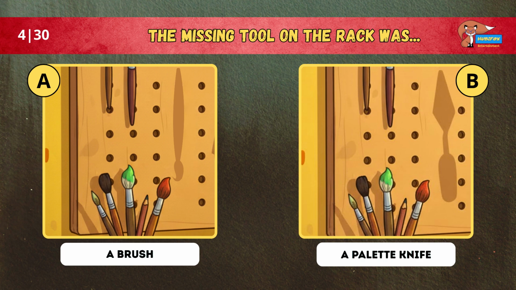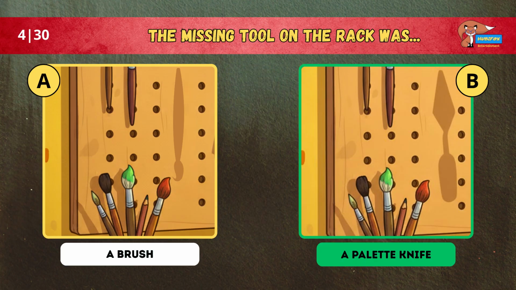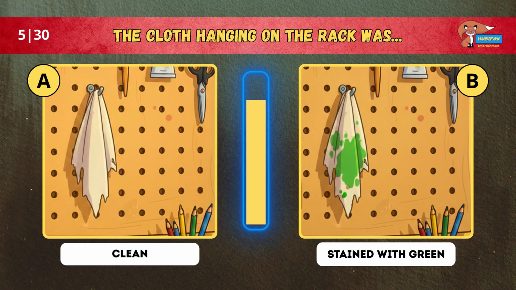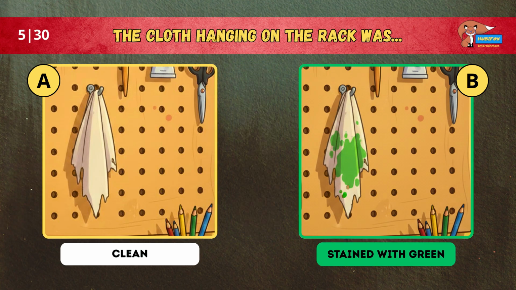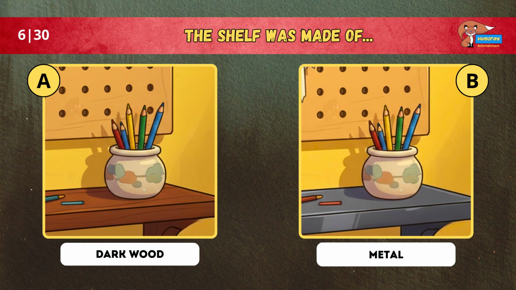The missing tool on the rack was a brush or a palette knife. The cloth hanging on the rack was clean or stained with green. The shelf was made of dark wood or metal.